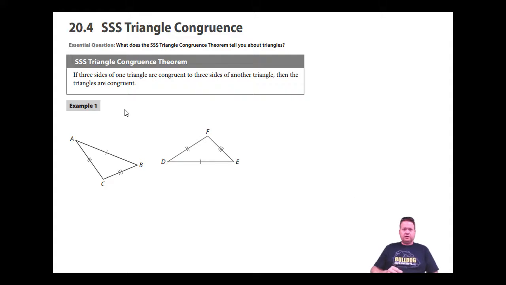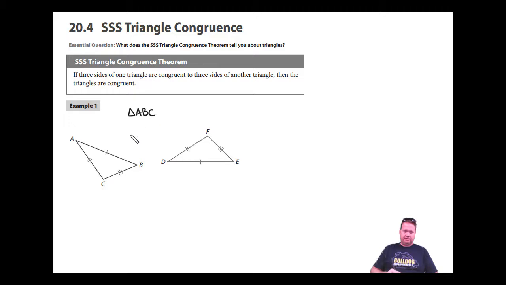Here's the third method that we can use to prove that two triangles are congruent to each other, and that is SSS. So the SSS theorem stands for side, side, side, and it's exactly what it says. If you have three pairs of corresponding sides that are congruent, then you will know that the triangles are congruent. They have to be.